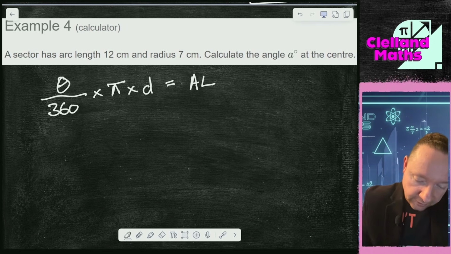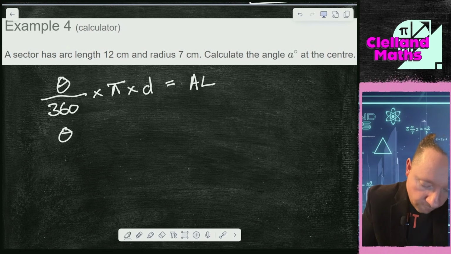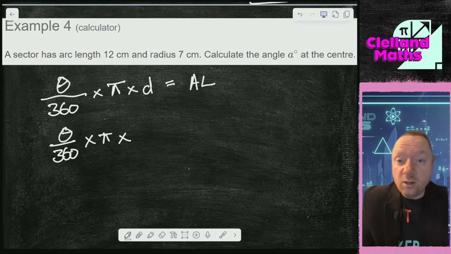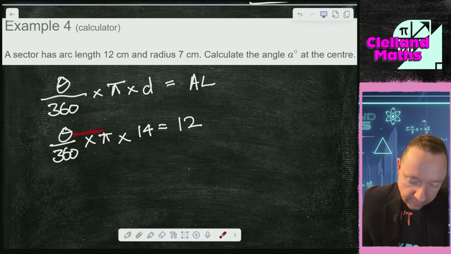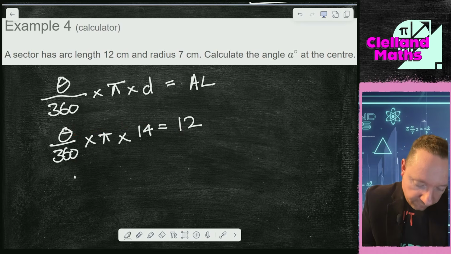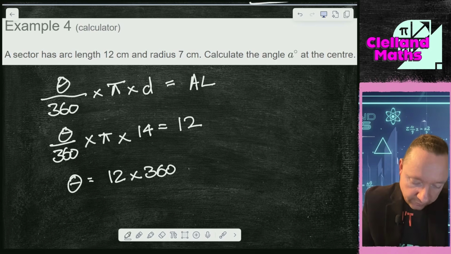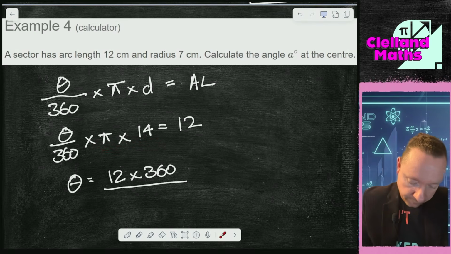So we've got angle over 360. We don't know our angle, but we know our pi. We know our diameter, double 7 is 14, and we say that that arc length is 12. So we're working backwards from there. So pi times all of that divided by that equals 12. So we've obviously divided as times. So that means that our theta equals 12 times 360, what we divided by, all over, well, it's just going to be pi times 14.